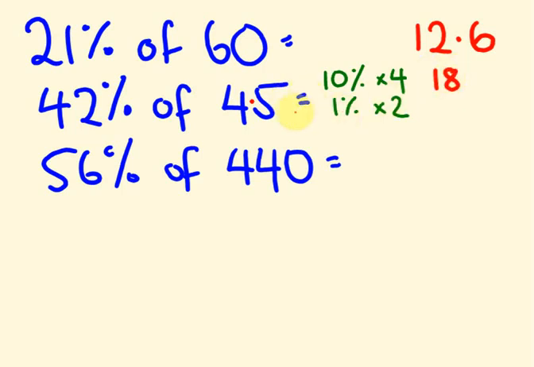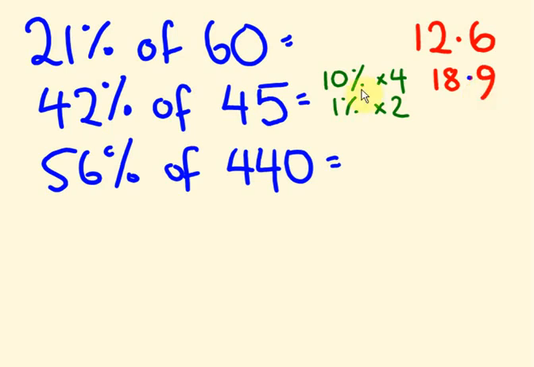And then 1%. The 1%, we're going to move this decimal place back twice. So 1, 2, and we have 2 of those. So 0.45 times 2 is 0.9. So we're going to add that on. We get 0.9. 18.9 is our answer.